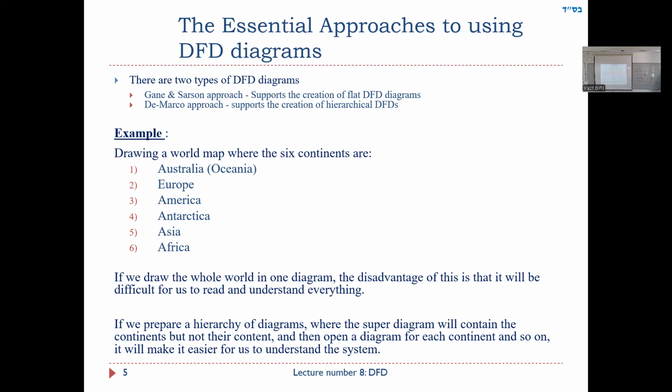Anyway, if we draw the whole world in one diagram, the disadvantage of this is that it will be difficult for us to read and understand everything, right? You can have a globe. If you have a globe, you can see all the continents, but if you want to know the capital of Queensland in Australia, you might not find it because the map might be too small to show all the details.